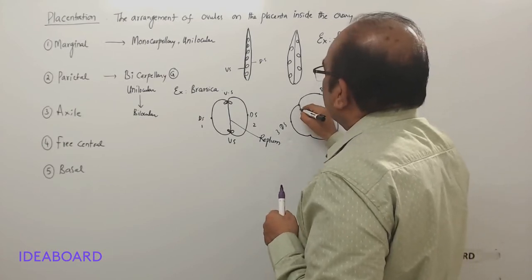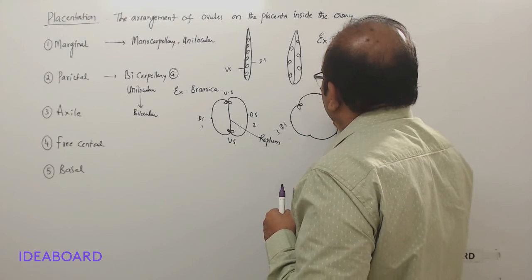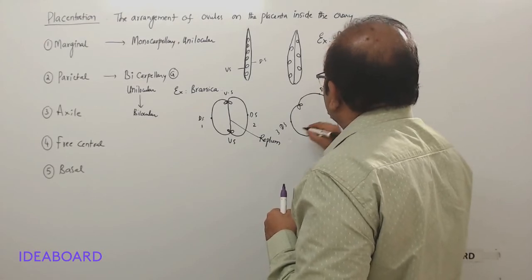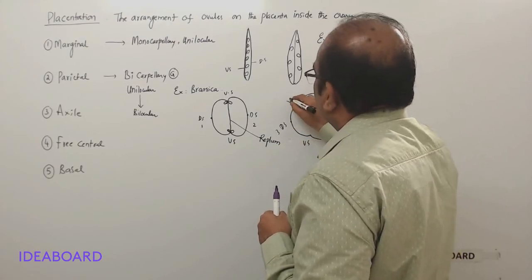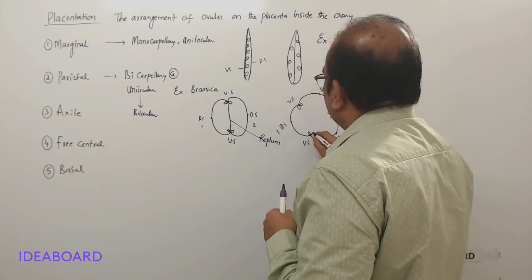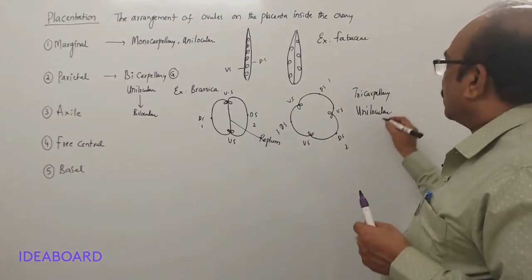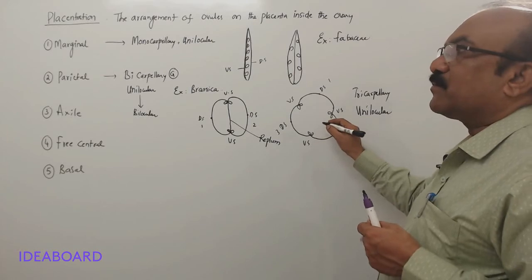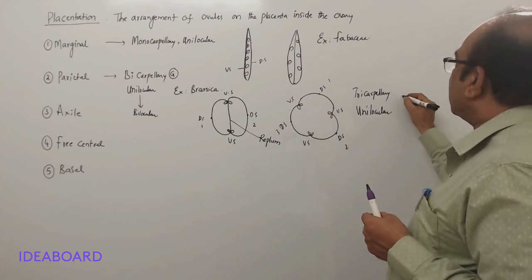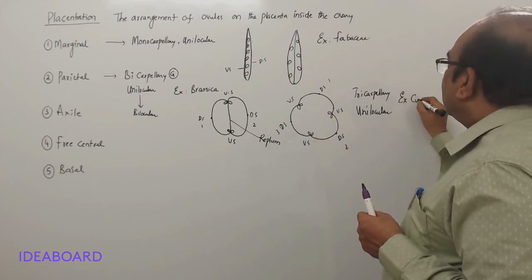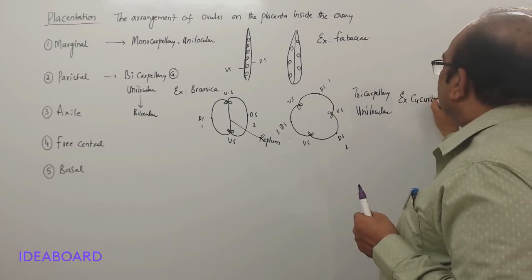And now the ovules will develop on the walls. Exactly at what sutures? Ventral sutures. So this is also an example for parietal placentation. So the example for this is what? Cucurbits.